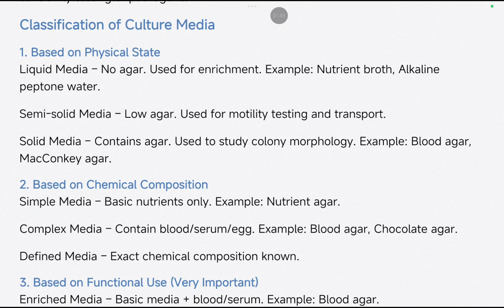So here, don't get confused. Under physical state, you have to write three things: liquid media, semi-solid media, solid media. Now comes chemical composition. Chemical composition is simple media, complex media, defined media. So what is simple media? Here, as the name implies, there are basic nutrients only, such as nutrient agar. What is complex media? It contains blood, serum, or eggs, such as blood agar, chocolate agar.